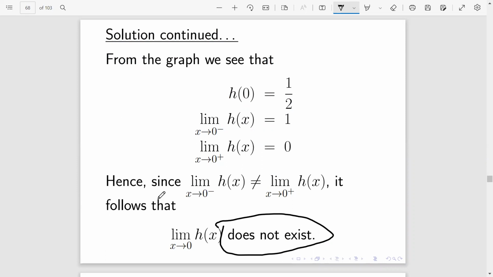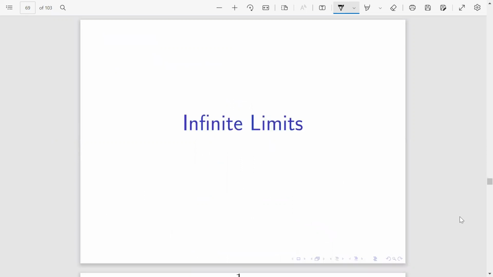I hope that makes sense. So this is when we say the limit does not exist, because for the limit to exist, or for you to say the limit is 1, or the limit is half, or the limit is 3, or -10, it means that the limit from the left and the limit from the right should be going to the very same point. I hope that makes sense.